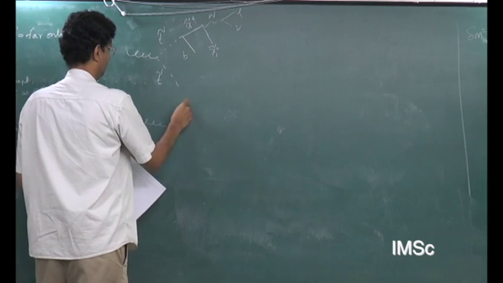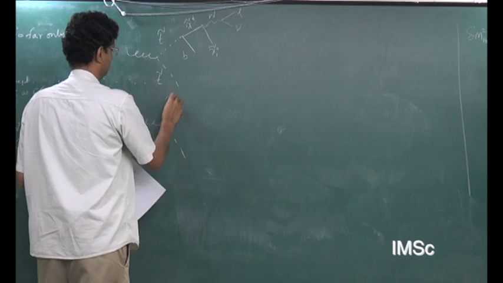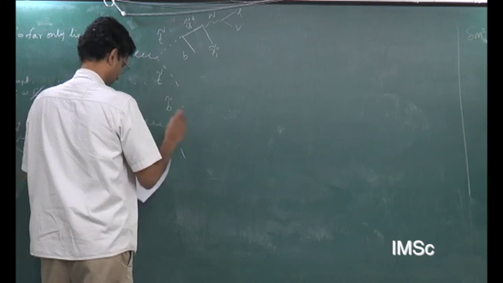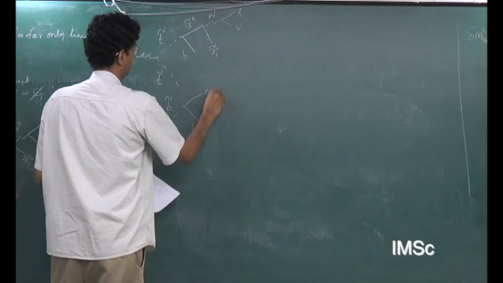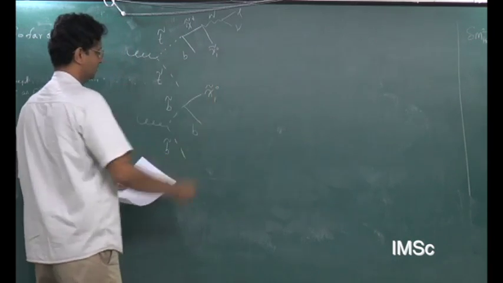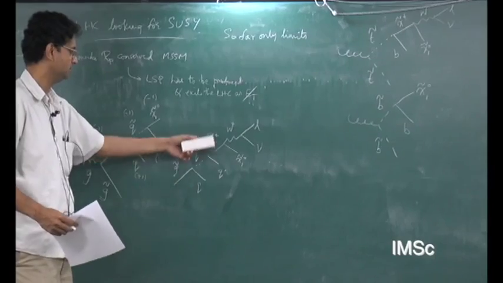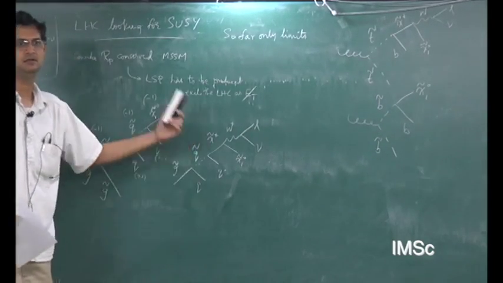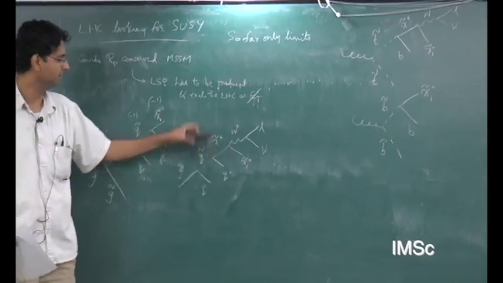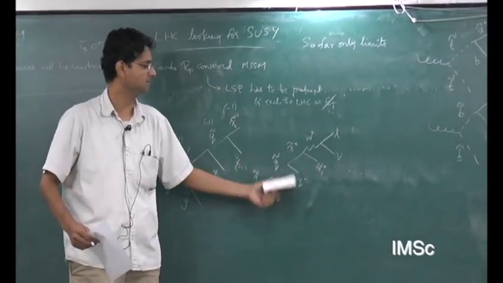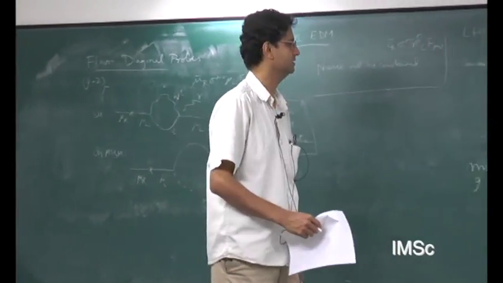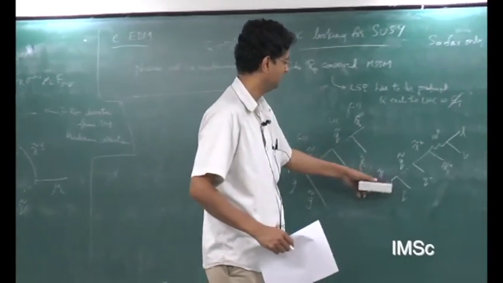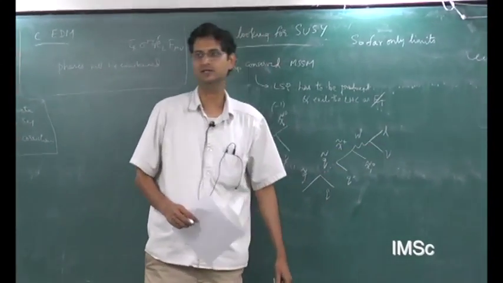You can pair produce bottom, which then goes to, let's say, B and neutralino, or some longer chain. So which particular decay chain and what the branching ratio is, all of this depends on the mass spectrum. You know, if this is very heavy, then this rate will be suppressed because it will become a three-body final state, and then the branching ratio will be small. But if it is accessible, then you will produce it at reasonable branching ratio and so on.